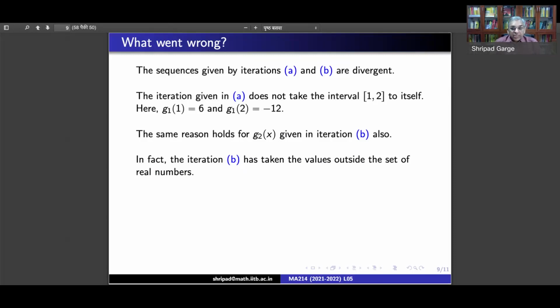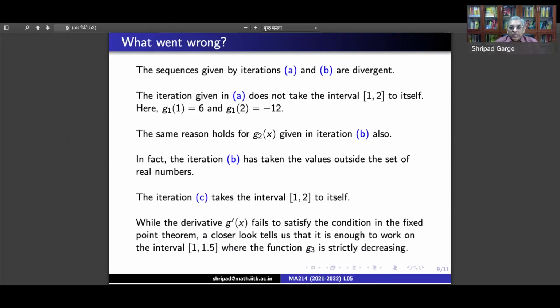Okay, the third iteration is taking the interval to itself. There is a small problem about the derivative. The derivative fails to satisfy the condition in the fixed point theorem. But if you observe very carefully, then the derivative satisfies the condition on the subinterval 1 comma 1.5, and therefore this sequence works. If you are starting from 1.5, then within this interval the derivative has a particular property, and therefore this g3 is a strictly decreasing function.